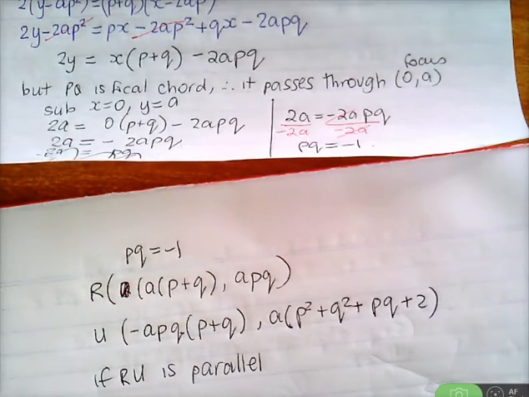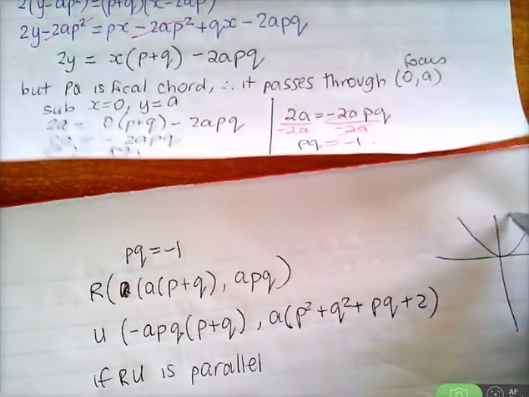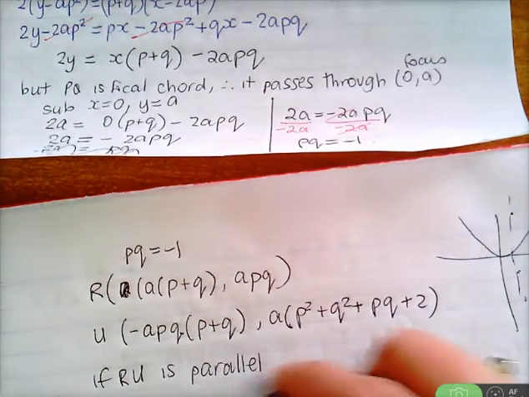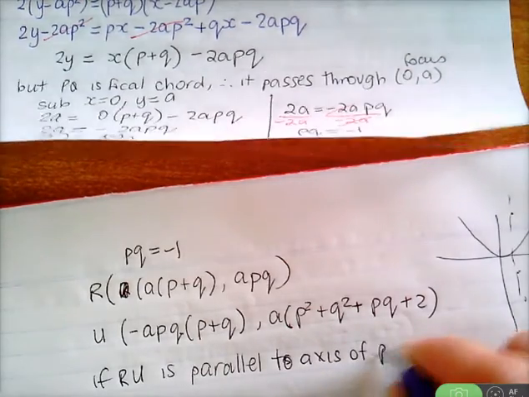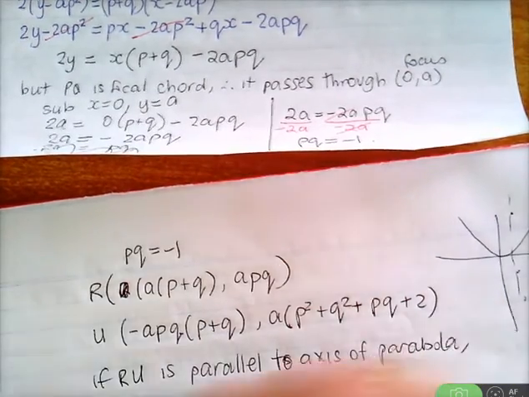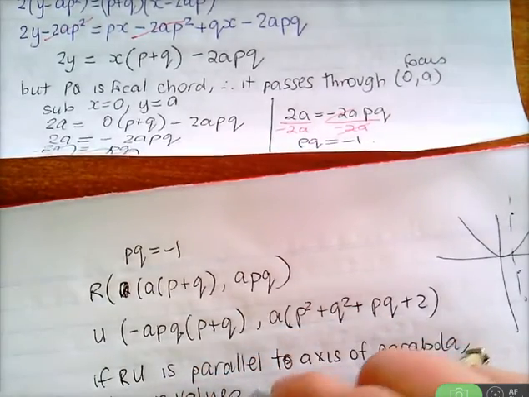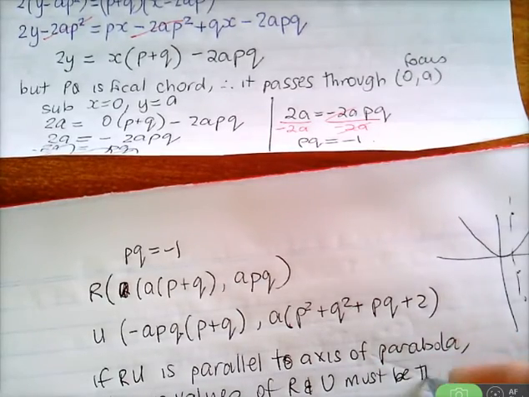Girls, when two points lie on a vertical line, their x values are the same. Like if I've got two points here on a vertical line, they're both x is something, the same thing, y is something different. Do you get that? All right, so if RU is parallel to the axis of the parabola, then the x values or coordinates of R and U must be the same.